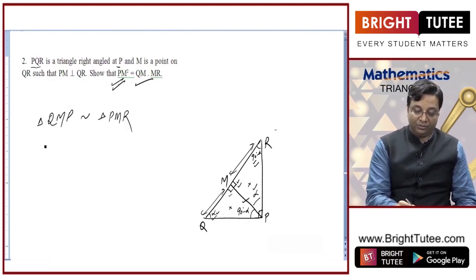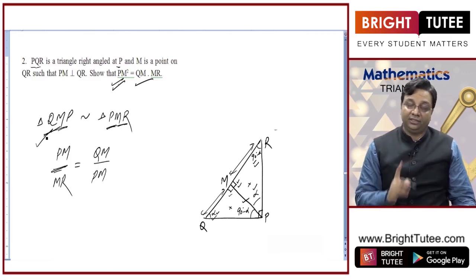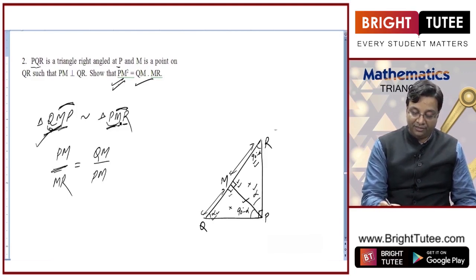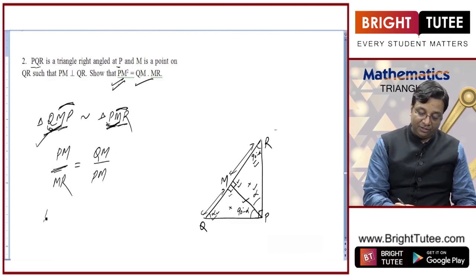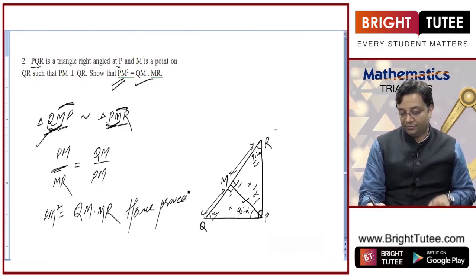Now I need to create PM squared. So PM by MR is equal to QM by PM. Why? Because the ratio of corresponding sides is equal in case of two similar triangles. So I am just taking the corresponding sides. So I have taken PM, and from here I have taken MR. From here I have taken QM, and from here I have taken PM. So these are the corresponding sides. Now if I cross multiply, PM squared is nothing but QM into MR, and it is the proof. Okay.